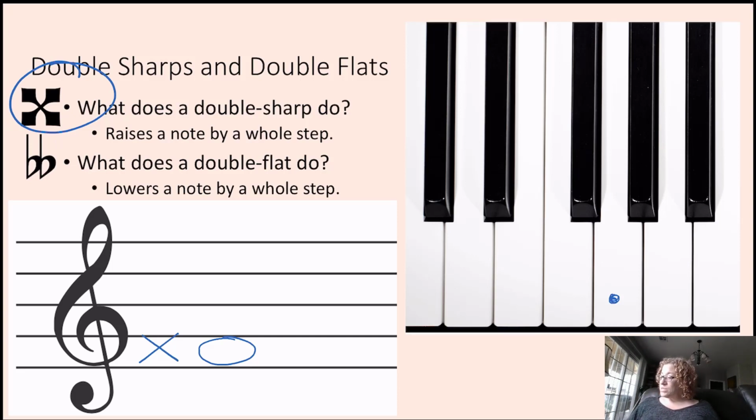Or if I want to go in the opposite direction, I could say I'm going to refer to, let's see, that G as an A double flat. F double sharp and A double flat are the same note. Talk about your enharmonic equivalence. So it really, again, just depends on what key you're in. All right? Don't let that confuse you too terribly much.